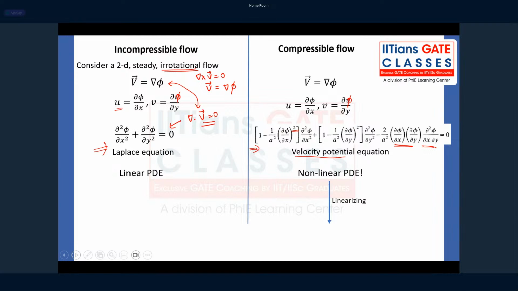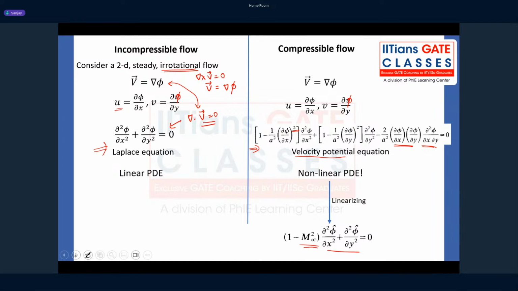Now, the linearization is true only when you put some assumptions, right? You have to state some assumptions, and only based on those assumptions will you linearize it. So when I linearize this equation, I get a very simple equation, something like this: 1 minus M infinity square, dou square phi by dou x square, plus dou square phi by dou y square is equal to 0. Which looks similar to the Laplace equation, but it is not the same.